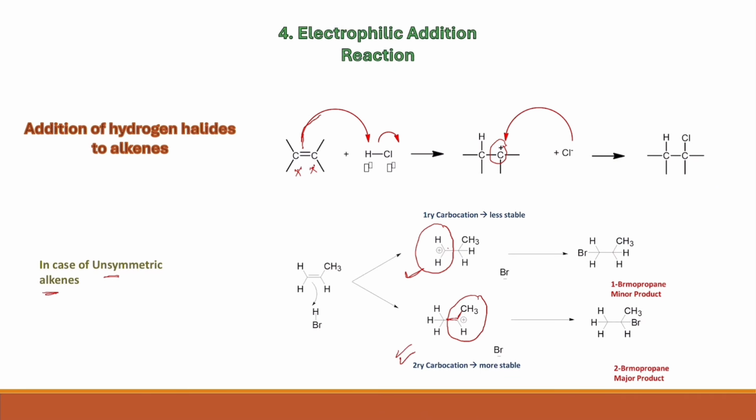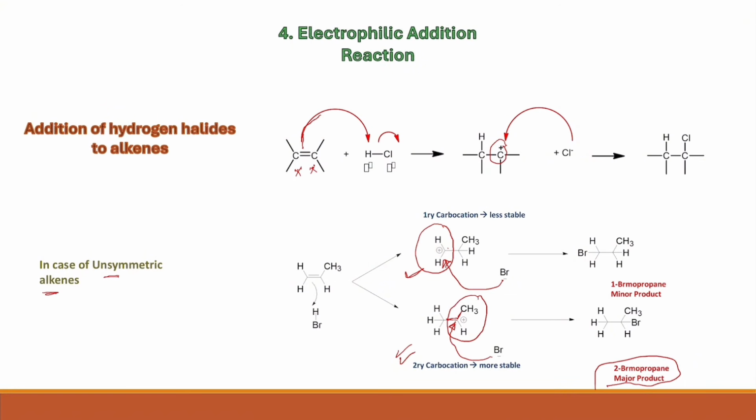However, this is going to be the major product because it comes from the more stable carbocation. I always tell my students to remember that when you add the hydrogen, add it to the carbon that has the higher number of hydrogens. So I always tell them, make the rich richer. The carbon atom which is rich in hydrogen atoms, make it richer by giving it an extra hydrogen to end up with the major product.